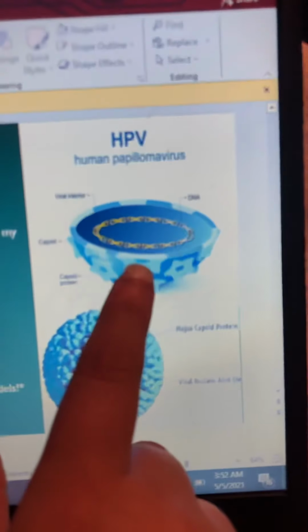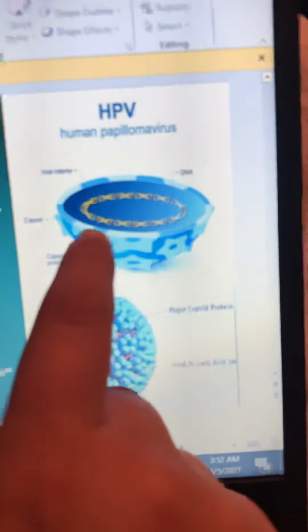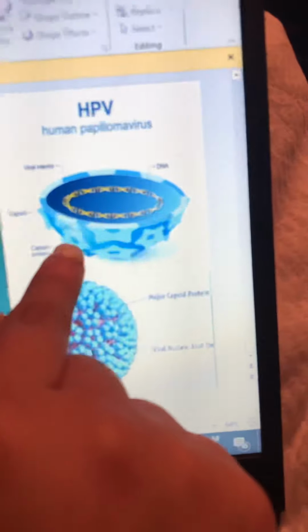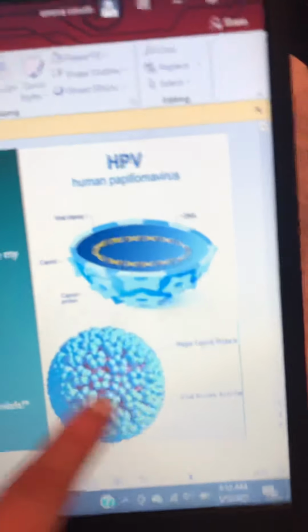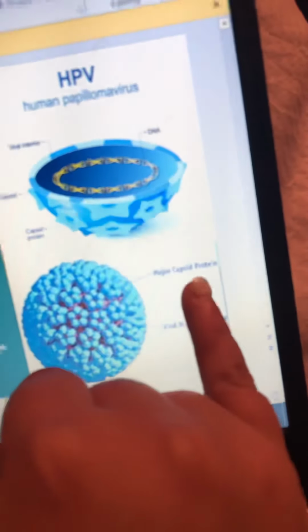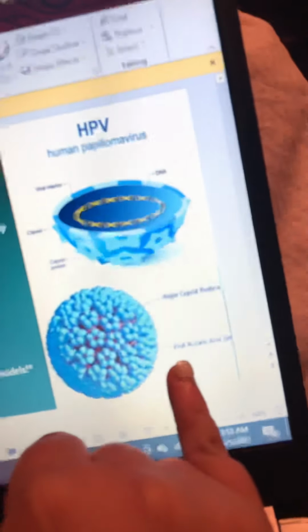And then these are the pictures that I use to reference. And this is the interior, so you're going to see that that's the DNA, and then that's the interior, then that's the capsid, and that's the capsid protein. And this is what I use for my 3D model, and I use the major capsid proteins and then the viral nucleic acid. So here is my first one.